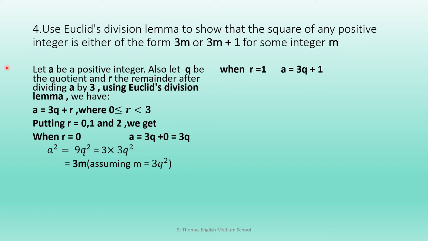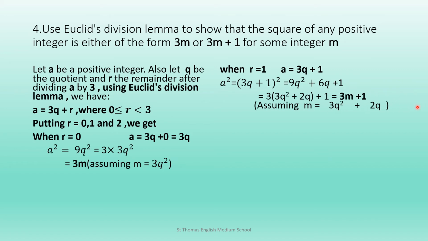When r equal to 1, a equal to 3q plus 1, a square equal to 3q plus 1 whole square. Using the identity, you will have 9q square plus 6q plus 1. That is, from the first two terms, you can take 3 as a common factor. So you will have 3 multiplied by 3q square plus 2q, plus 1. So you can write it as 3m plus 1, assuming m equal to 3q square plus 2q, where m is a positive integer.